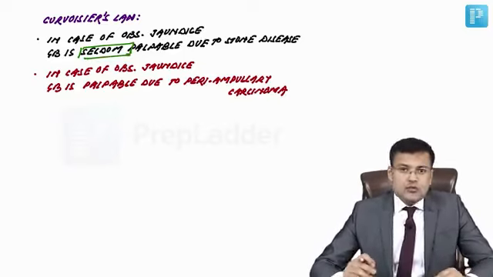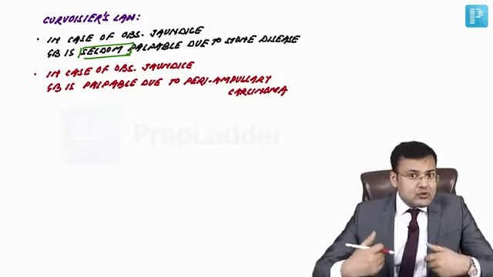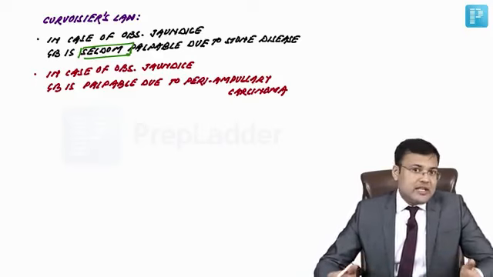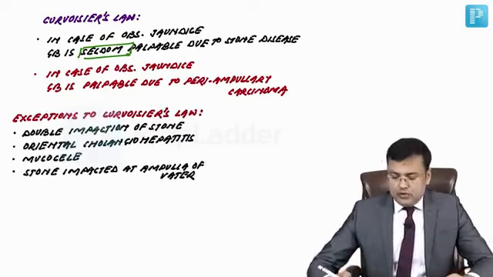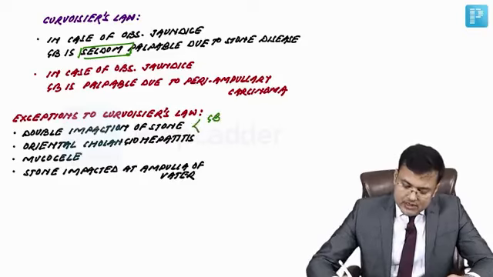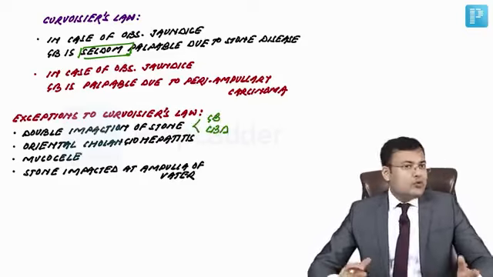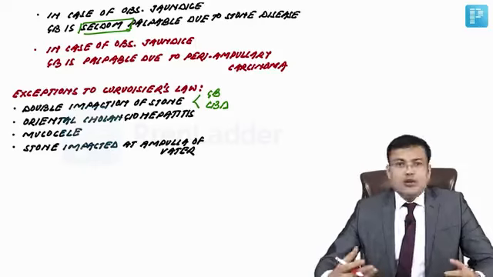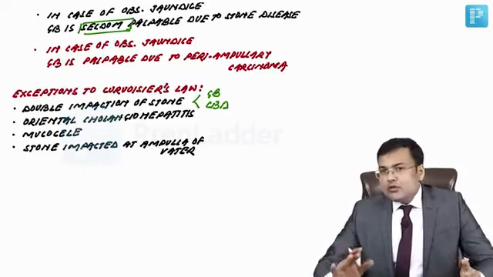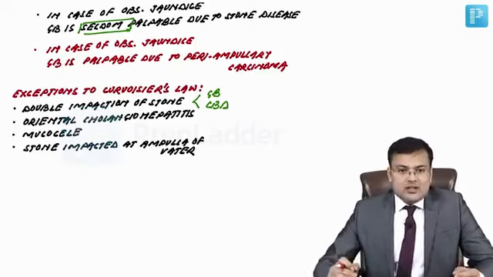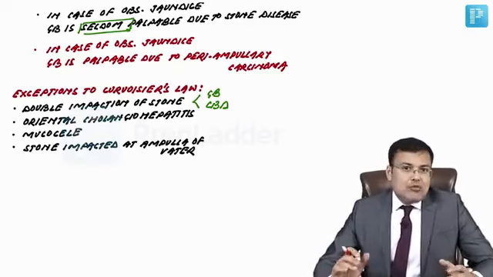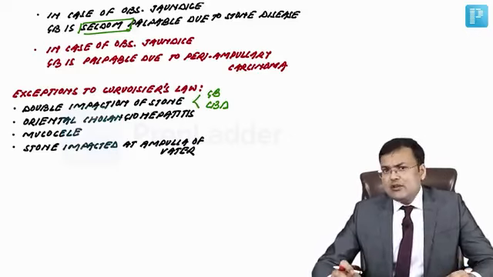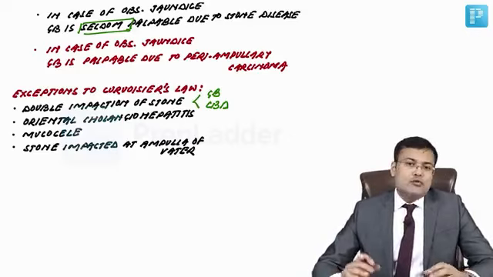So what are the exceptions of Courvoisier's law? It means there are stones in the gallbladder, but the gallbladder is still palpable. See the exceptions. Double impaction of stone means one stone is in the gallbladder and one in the CBD. There is oriental cholangiohepatitis, also known as hepatolithiasis. If there is mucocele, the gallbladder is already distended because a stone is impacted at the cystic duct CBD junction. And whenever there is a stone impacted at the ampulla of Vater, there is jaundice, and the proximal part of the bile duct and gallbladder is dilated or distended. So these are the exceptions of Courvoisier's law.